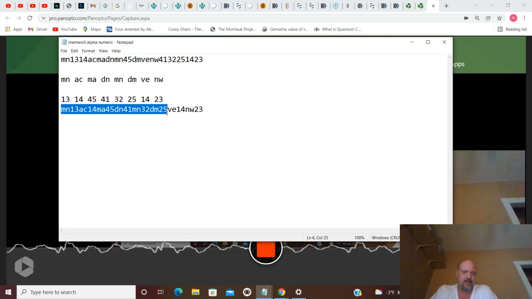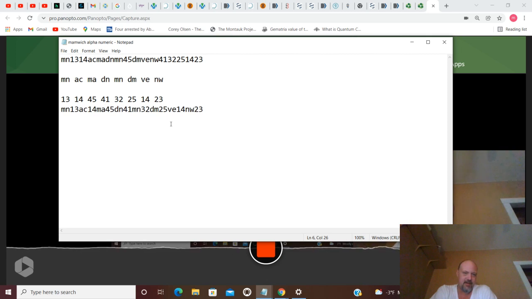MN32, DM25, VE14, NW23. Now we've got that to run through the stock market and finance, and now we're on genetics. And there's quite a bit there.